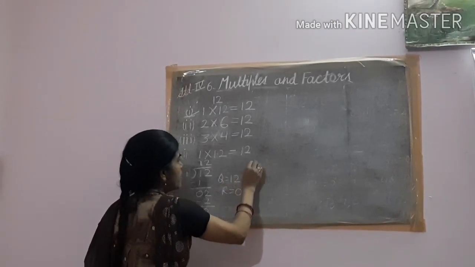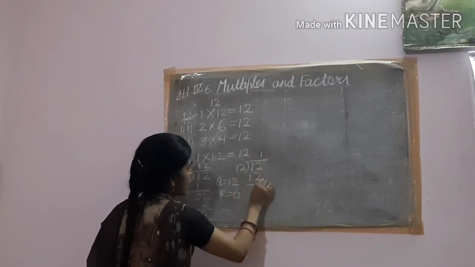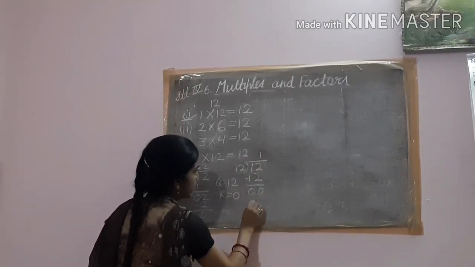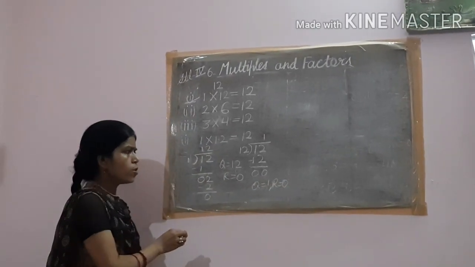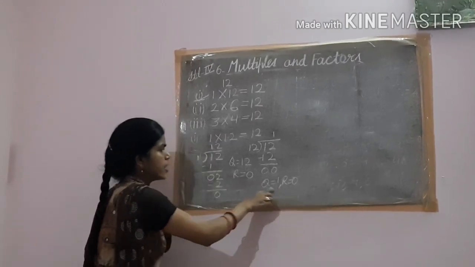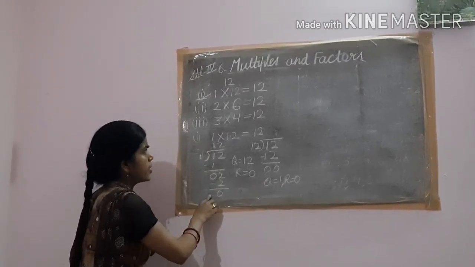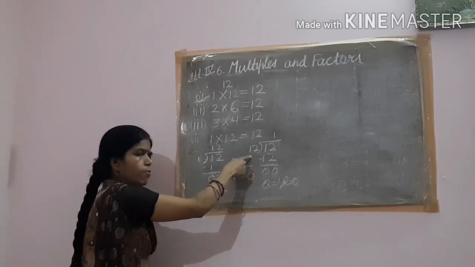Another pair: 12 divided by 12. So 12 ones are 12. Here quotient is equal to 1 and remainder is equal to 0. So in both the cases the remainder is 0. Thus we understand that 12 is divisible by 1 and 12 both.